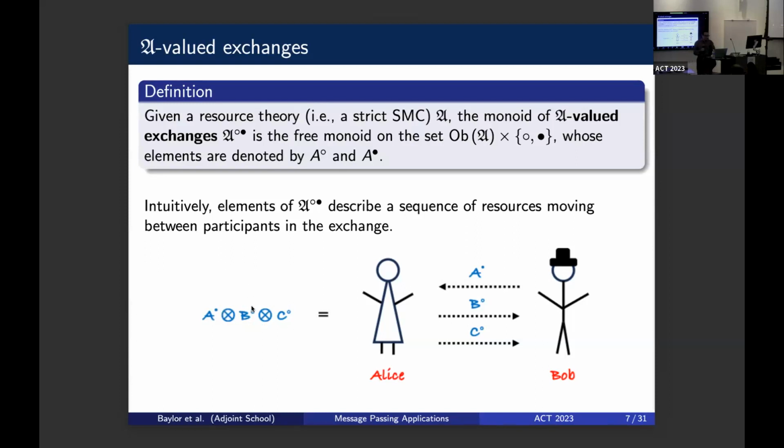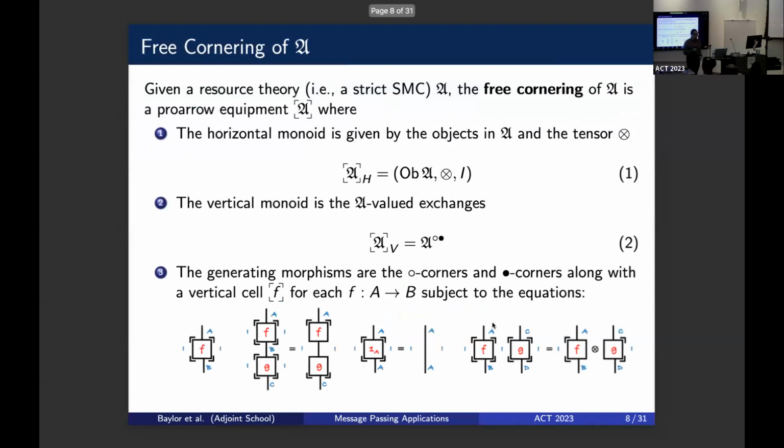So here's just an illustration of one object in this monoid A-valued exchanges. We have A black circle, B white circle, and C white circle tensored together. And what that really denotes is if we have Alice on the left and Bob on the right, it denotes Bob sending A to Alice because it's a black circle. And because the other two are white circles, those represent Alice sending B to Bob and then C to Bob. So that's what an A-valued exchange is. So now we have the necessary structures to create a free cornering.